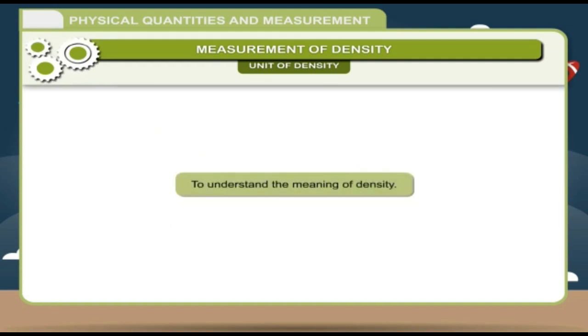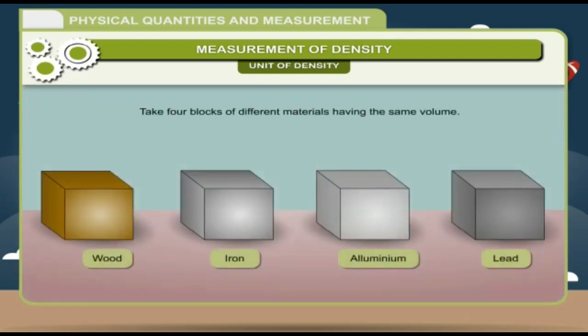Activity: to understand the meaning of density. Take 4 blocks of different materials having the same volume. Weigh them and compare their masses. Find out the densities of each using ρ = m/V and list them in increasing and decreasing order of their densities. Also find out the material which is more dense.